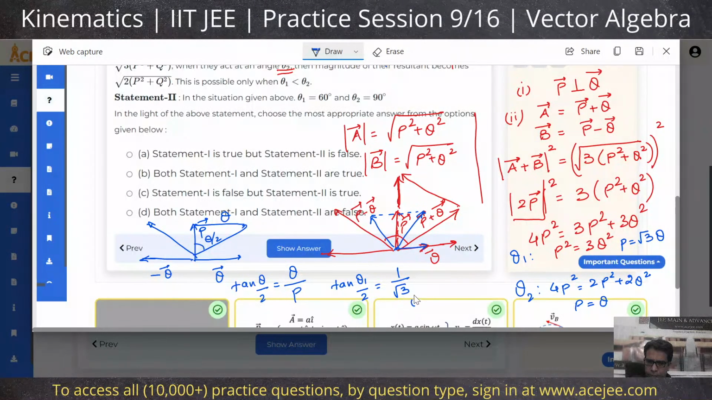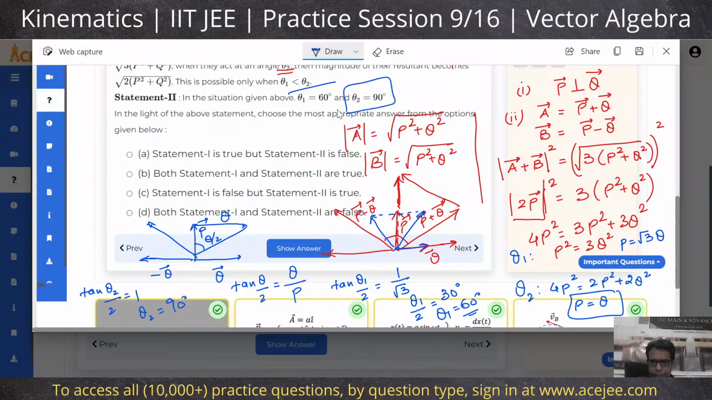Then what is theta 1 by 2? What is 1 by root 3? Tan 30 is 1 by root 3, right? So this is 30, and theta 1 is 60. Now let's look at the other one. Tan of theta 2 by 2 is 1 because we have P equal to Q in the second scenario, and then your angle would be 90 degrees. This is the alternate approach. Both are equally good. Let's move forward.